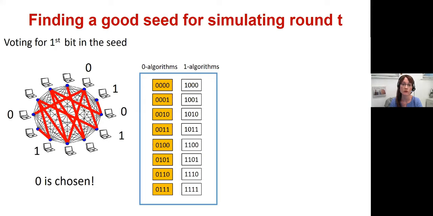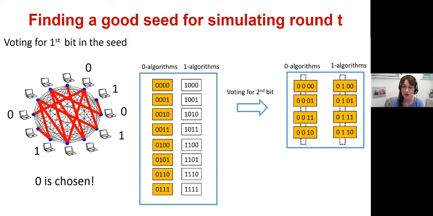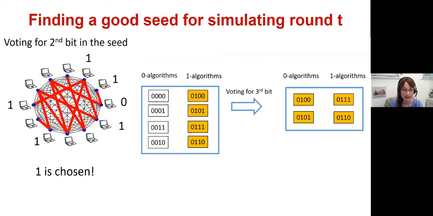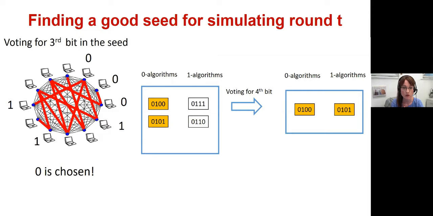So for example, they can choose zero. Once the first bit is fixed, then we move on, we cut the search space by half and we move on to deciding the next bit in the seed. Again, all the machines can think about all the scenarios where the second bit is either zero or one and pick the right one. At every step, the search space is cut by two until all the machines, or the nodes in this case, agree on the one seed that specifies the good hash function.